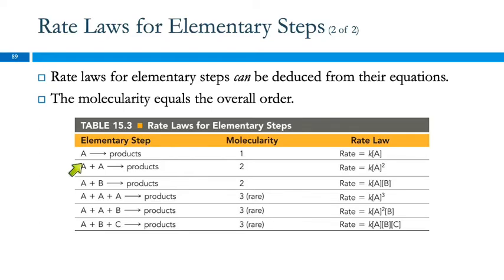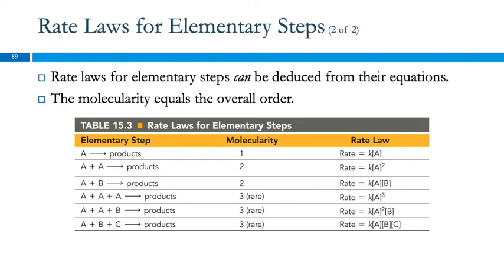So here, if we have A forming products, this has a molecularity of 1, and the rate law is going to equal the rate constant times the concentration of A. Here we have A plus A making products. The molecularity is 2. We need 2 molecules of A. So here the rate is going to be second order, k[A]^2.